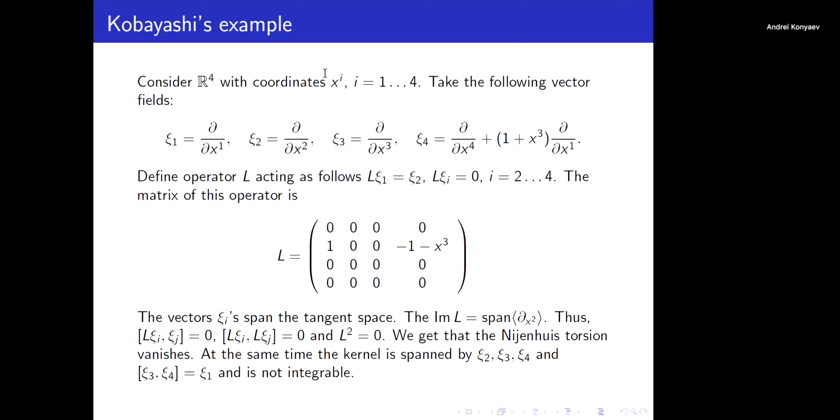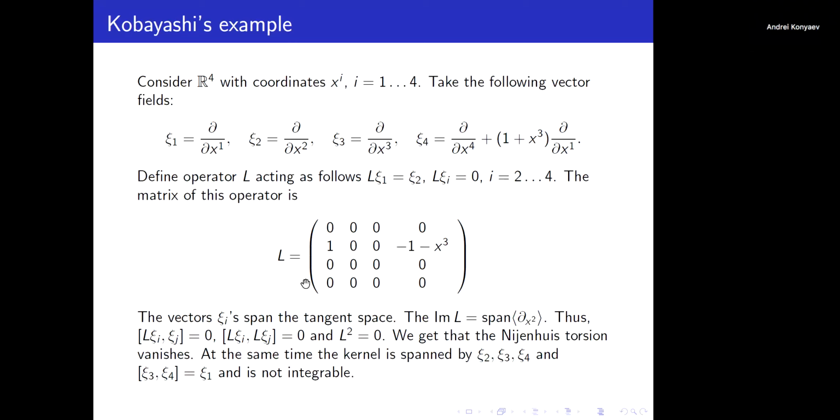It's not a coincidence. So you take those vector fields, like they're simple. You see those three are basis vector fields, and the last one is not a basis vector field, but the vector field which is changed by the third coordinate. And we define the operator like this. It sends first to the second, and it sends all these vector fields into the zero. And the matrix of this operator looks like this.